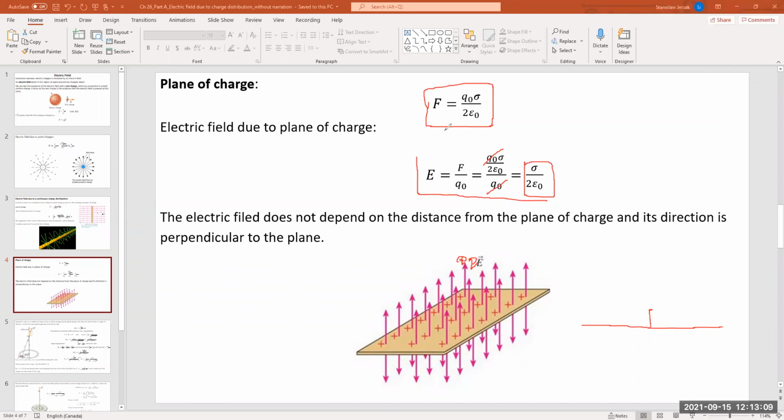So will we ever get to questions where you do have a plane that isn't infinitely large, or are we just going to stick to ones that are infinitely large and just use that expression in this course?